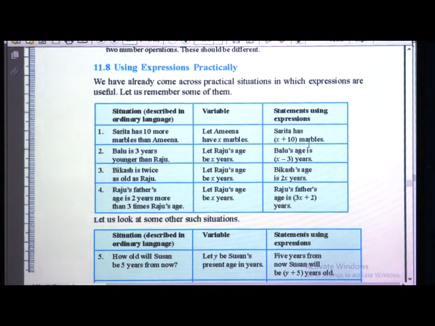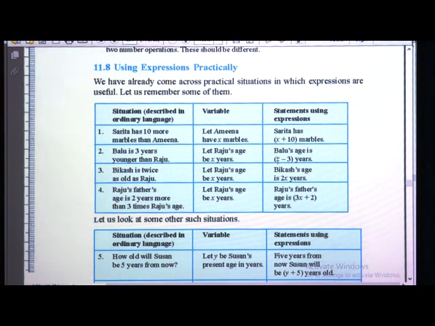X plus 10. Balu is 3 years younger than Raju. So, we do not know Raju's age, but we know Balu is 3 years younger than Raju. So, let Raju's age be x years, and as Balu is younger, x minus 3 will be the age of Balu.